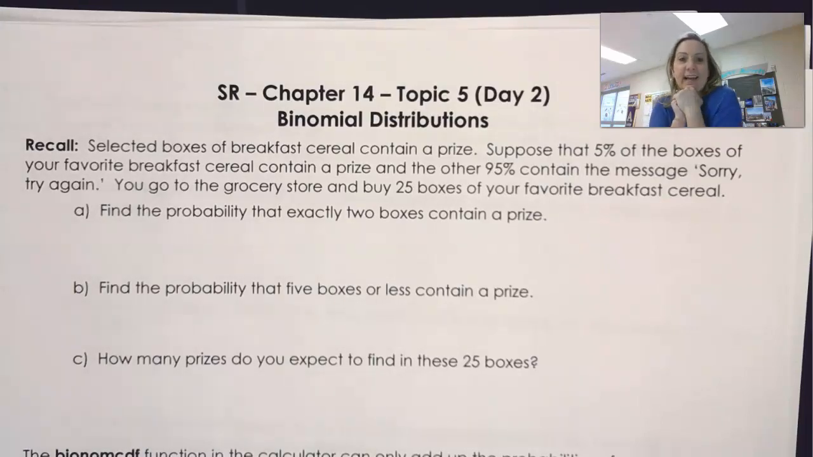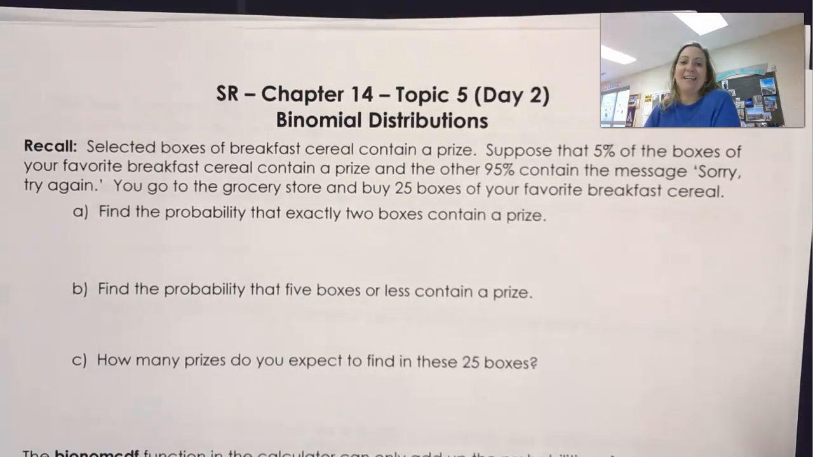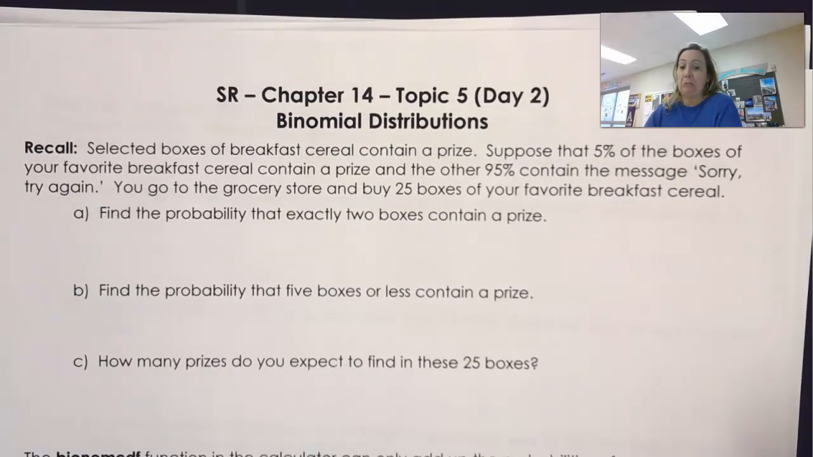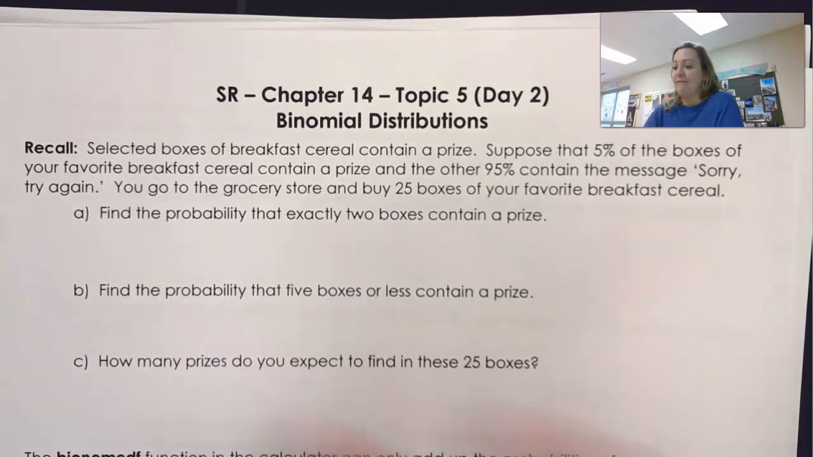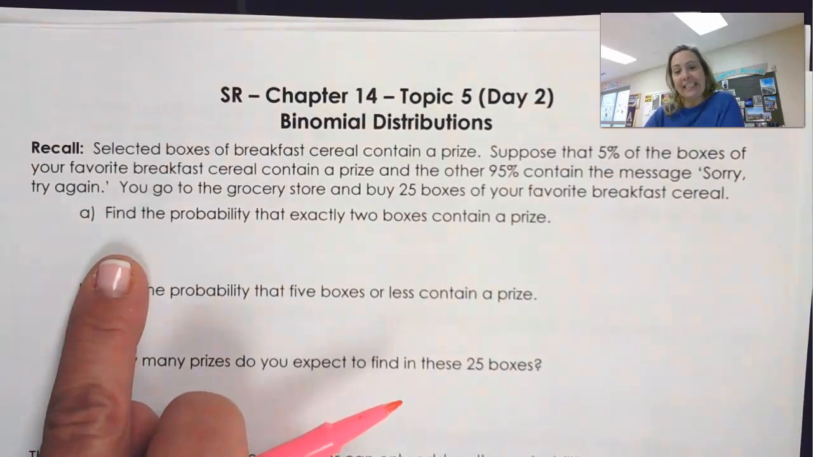So let's say that selected boxes of cereal contain a prize. Suppose that 5% of the boxes of your favorite breakfast cereal contain a prize, and then the other 95% contain the message, "Sorry, try again." You go to the grocery store and you really want a prize, so you buy 25 boxes of your favorite breakfast cereal. So we're going to find the probability that exactly 2 boxes contain a prize.